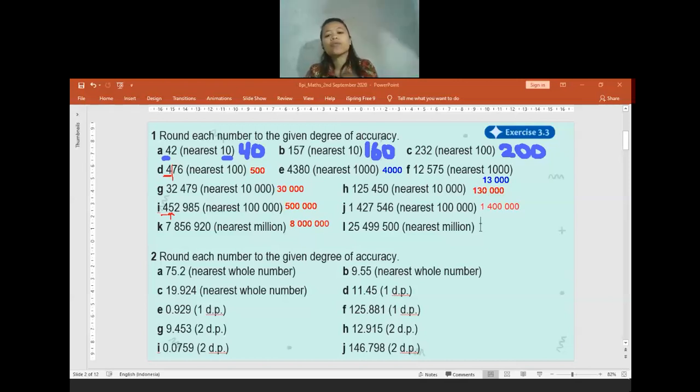Now we have 25,499,500, and we need to round off to the nearest million. So, it will be 25 million. Correct. Is there anyone who is confused so far, or maybe I go too fast and you need more explanation? Is there anyone? No? Okay. If no one is confused, I will move to question 2.